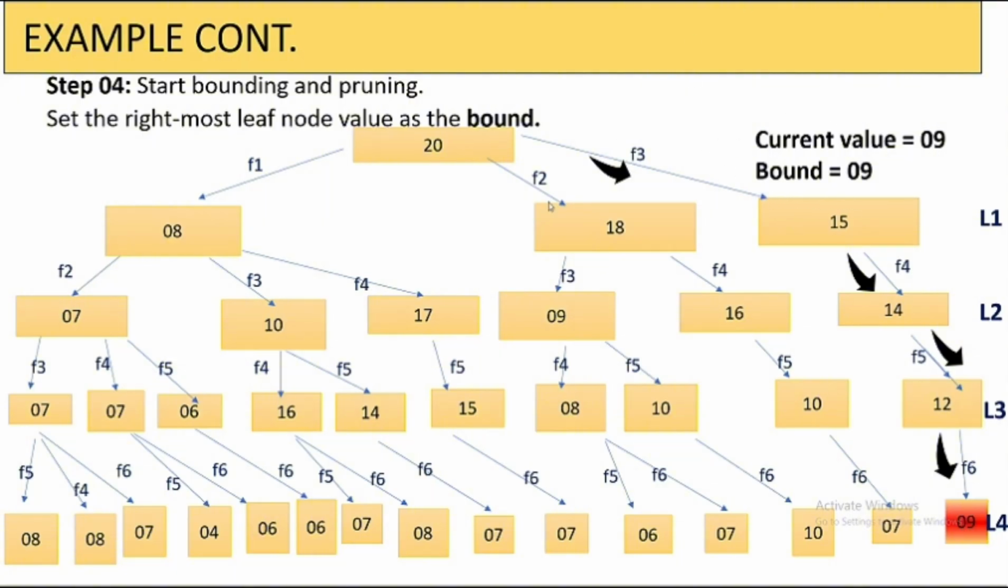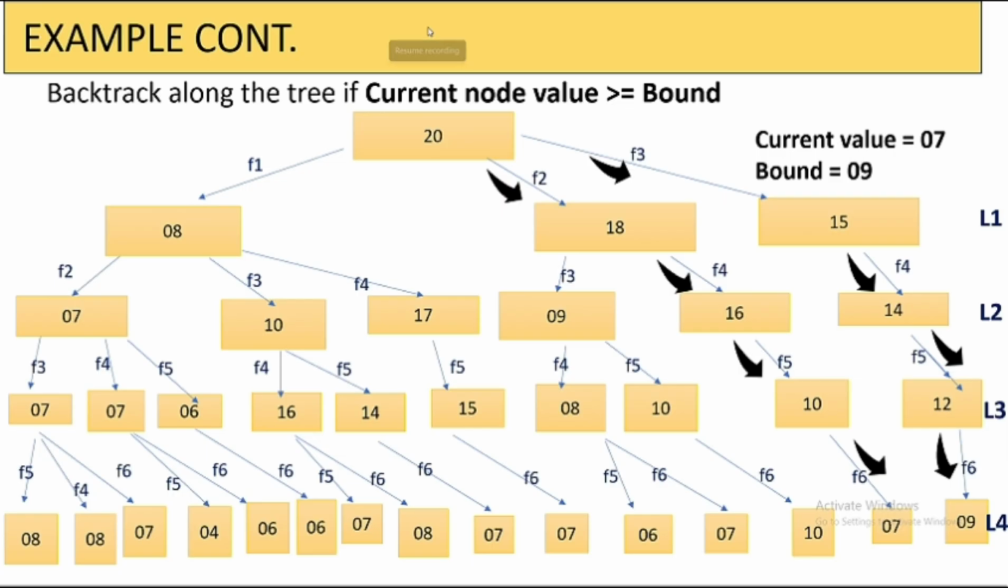Then I have to backtrack along the tree if the current node value is greater than or equal to the bound value. If I go back, the bound is 9. Then if I go back to here and go to this node 18, which is greater than 9, so I continue and come to this node, come to this 16. Again 16 is greater than 9, so I am going to continue, and 10 is greater than 9, so I am going to continue, and I come to this leaf which has a value of 7.